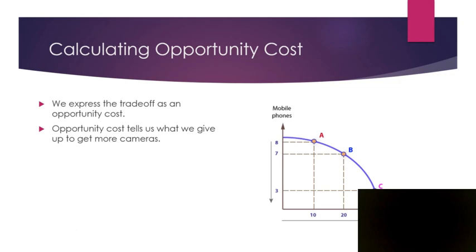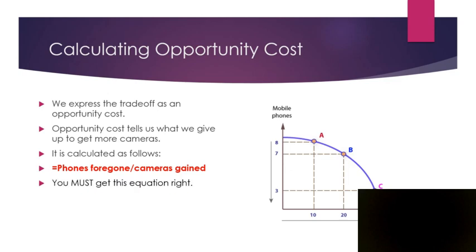So we've got some simple numbers here that we can work with. You have to know how to calculate opportunity cost. Opportunity cost is always foregone over gained, but it depends on which points you're going to. So we're going from A to B. Do you agree that we are gaining cameras? So that goes on the bottom, cameras gained. And on the top we have the phones that we give up. Remember, we're freeing up resources by producing fewer phones and diverting those resources into cameras.